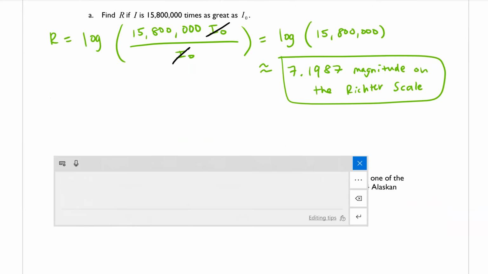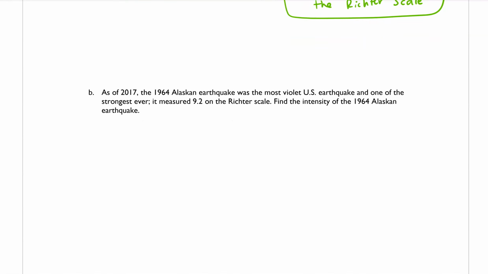Let's look at part B. It says, as of 2017, the 1964 Alaskan earthquake was the most violent U.S. earthquake and one of the strongest ever. It measured 9.2 on the Richter scale. Find the intensity of the 1964 Alaskan earthquake. So if we use our formula, we're going to replace the R value with 9.2, and we're trying to solve for I, even though we don't know what I sub 0 is either. So let's see if we can work that out.